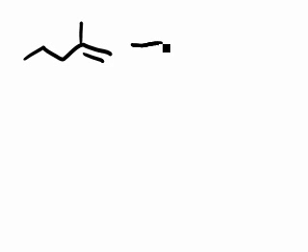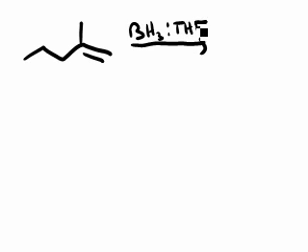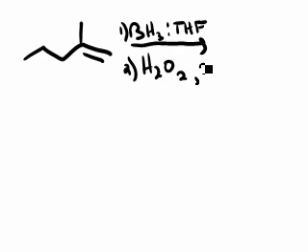Now, we should point out that this whole business of syn versus anti-addition is only relevant when you're creating two new stereocenters. When you're creating, for example, one new stereocenter, so let's say we're going to do BH3 THF, step 1, and step 2, H2O2, OH minus, hydroboration oxidation. When we do a hydroboration oxidation, we're going to add an H and OH across the alkene. H goes here, OH goes here.